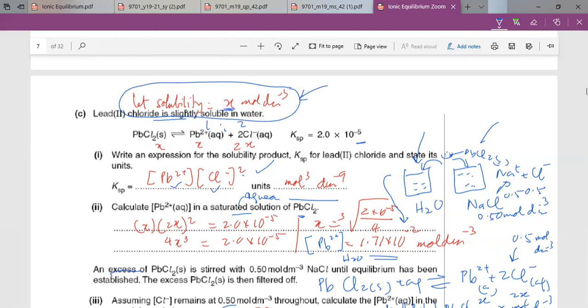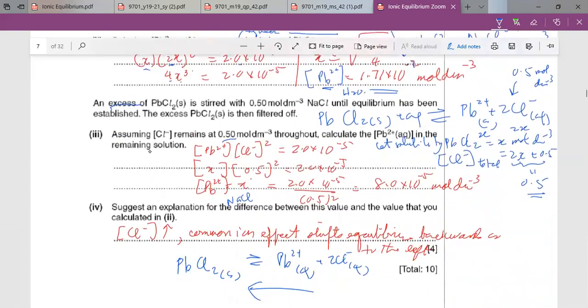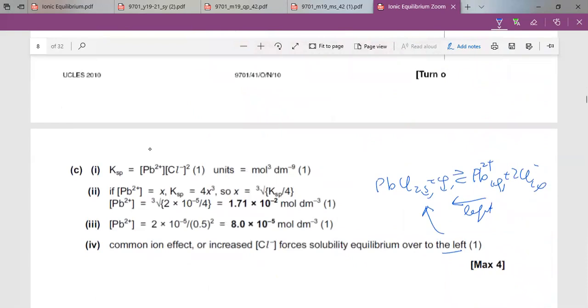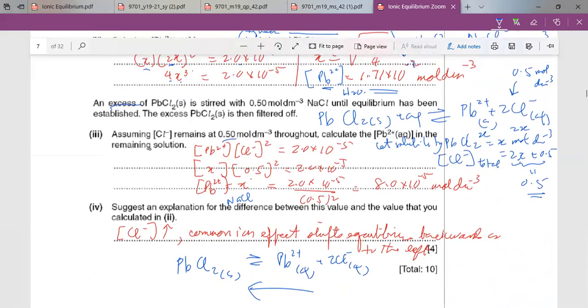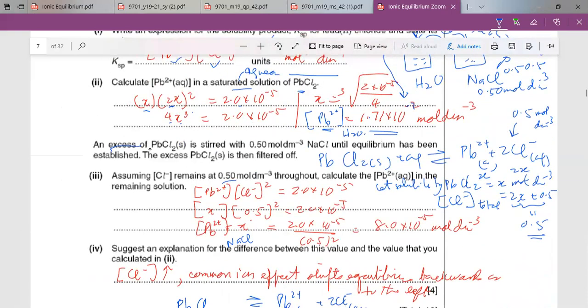So Pb2+ is x and Cl⁻ is 2x. You must put the 2x inside here for Cl⁻. So it's 4x cubed equals the Ksp value. Again, you solve mathematically for x. So this x, Pb2+ in water, is 1.71 × 10⁻². Okay, see here in water. Now the second question here is when an excess of lead chloride solid is used. Here also solid, but the first one is where you put it in water, okay?